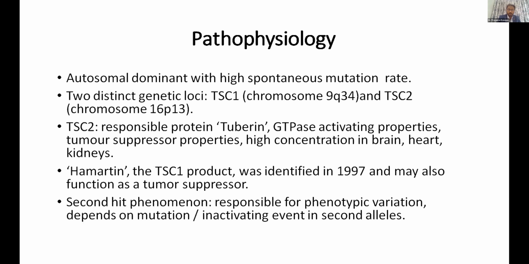The TSC1 product is hamartin, which is also a tumor suppressor protein, and if these two together are abnormal, the patient will have a lot of hamartomas all over the body. In most patients, there is also a peculiar phenomenon called the second hit phenomenon, wherein the normal allele of the pair of genes will have mutations. So there will be either an inactivating event or a complete mutation in the second allele, which will lead to various phenotypic variations seen in various forms of tuberous sclerosis. Even you all may have seen TS, which has different phenotypic presentations.